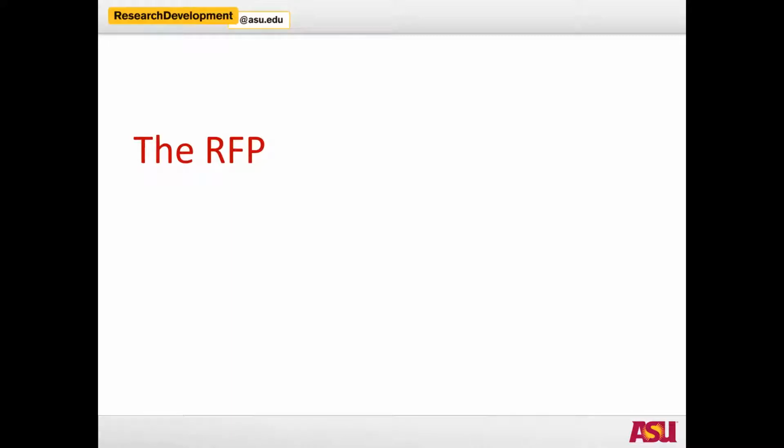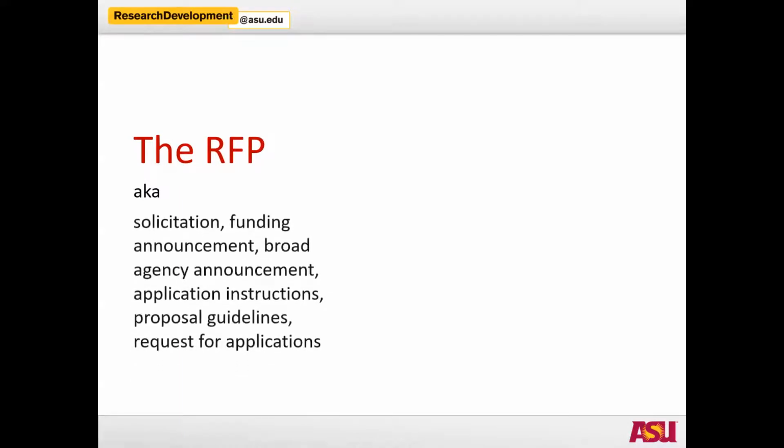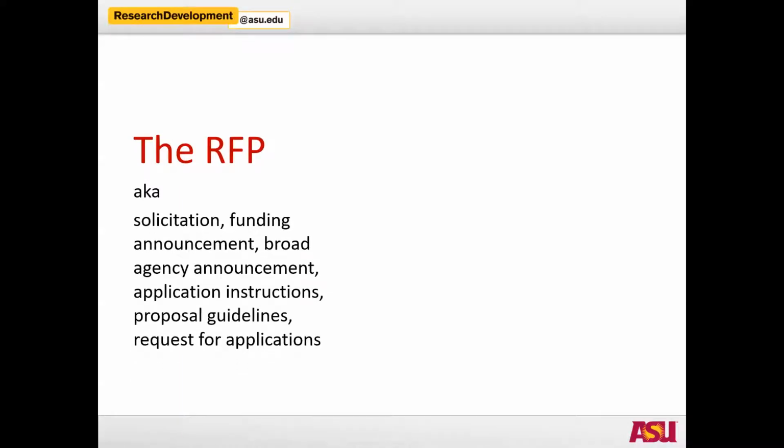It has a lot of different names, but basically it's an agency or a foundation or somebody who's going to give out grant money will put out some kind of information on what you need to do to get that grant. Like I said, you have to be compliant. So it tells you how to write your proposal, what you need to put in it. Those are all the other names: solicitation, funding announcement, broad agency announcement, and so on. Also, request for applications.